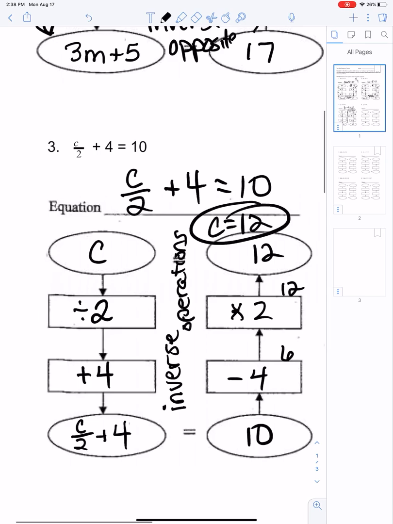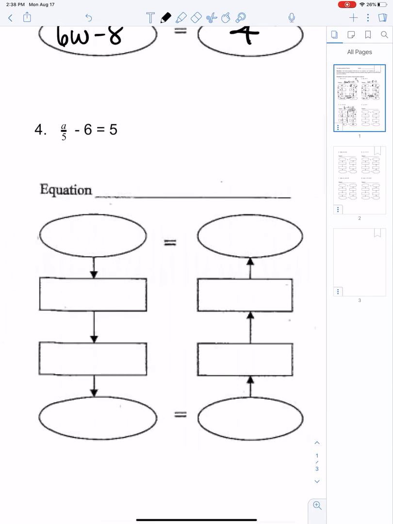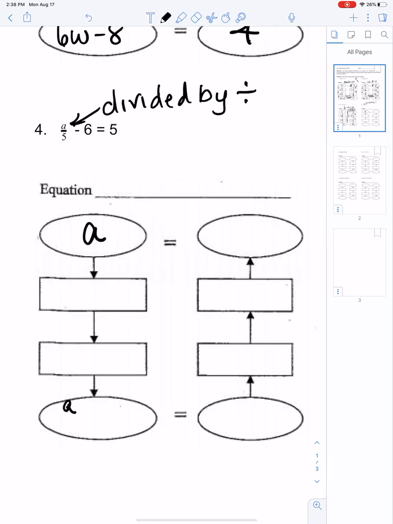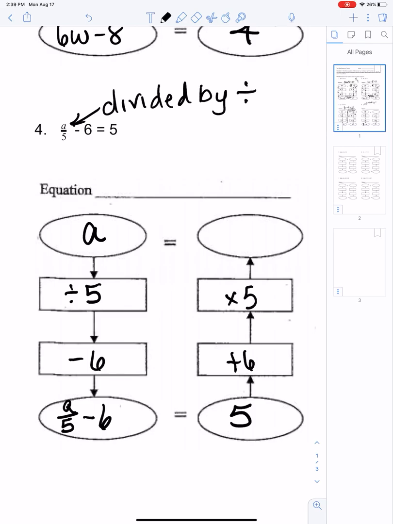Okay, one more. Again, this means divided by. Okay, so our goal is to isolate a. Our equation is a over 5 minus 6 equals 5. The first operation that happens to a is it's divided by 5. And then we subtract 6. So add 6, times 5. 5 plus 6 is 11, times 5 is 55. The answer is 55.